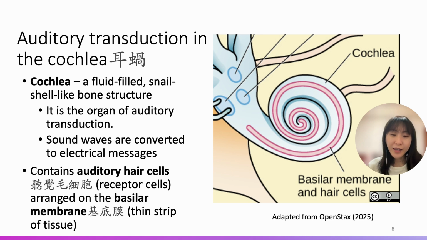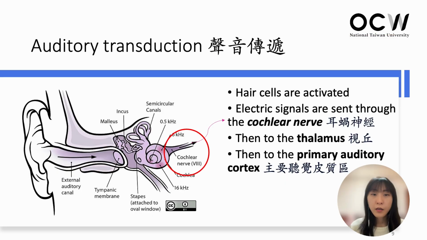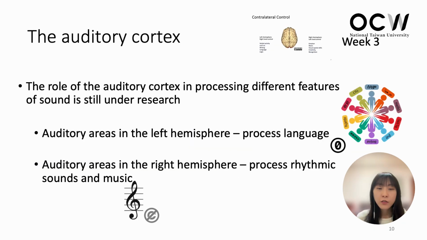And it contains different auditory hair cells that are arranged on the basilar membrane, which is a thin strip of tissue. The auditory hair cells will convert sound waves into electrical signals, and then the signals will be sent through the cochlear nerve and then to the thalamus. So same as vision, the thalamus will serve as a relay center for signals, and finally it will reach the primary auditory cortex.